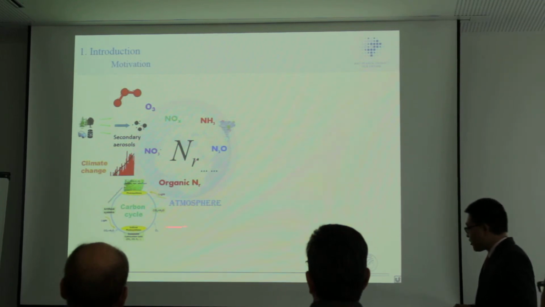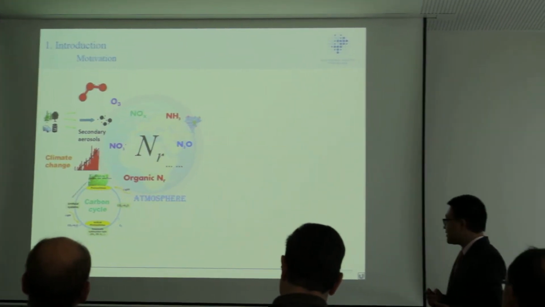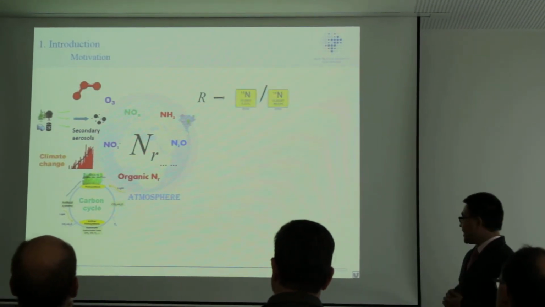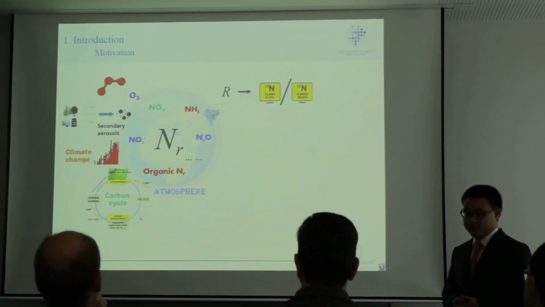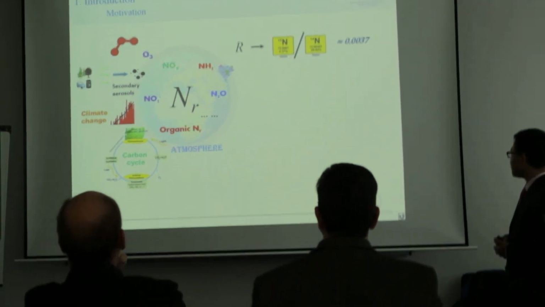You can see it is very important to understand reactive nitrogen for several reasons. Nitrogen isotope ratio can help us understand this better. It is a ratio of abundances of 15 nitrogen over 14 nitrogen. In the environment, this ratio is a very small number.